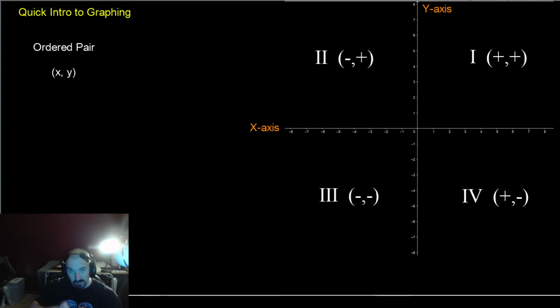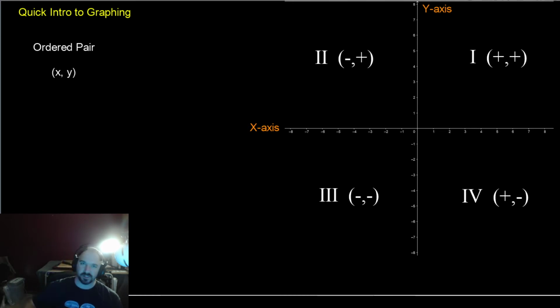The vertical axis is usually, not always, but usually referred to as the y-axis, and the horizontal is usually referred to as the x-axis. If you are not in math class, these can change. If you're in math class, these are probably going to be the same.